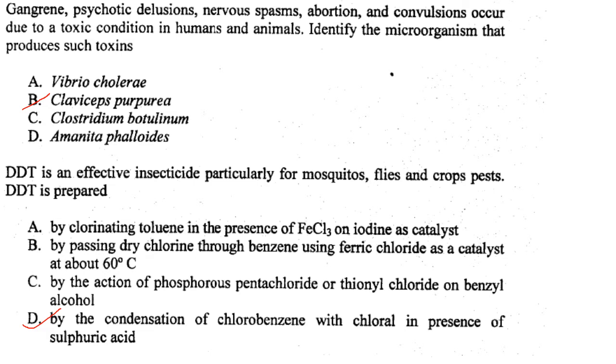Then DDT is an effective insecticide, particularly for mosquitoes, flies and crop pests. DDT is prepared by option D, that is by the condensation of chlorobenzene with chloral in the presence of sulfuric acid. So answer is option D.